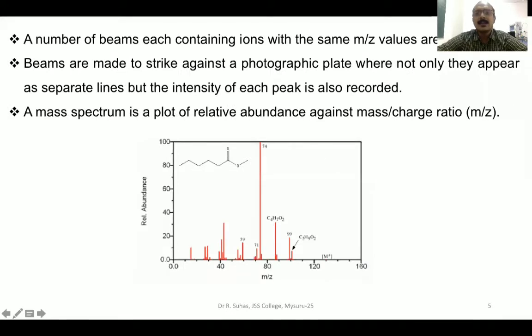As a result of that deflection, a number of beams containing ions with the same m by z values are obtained.